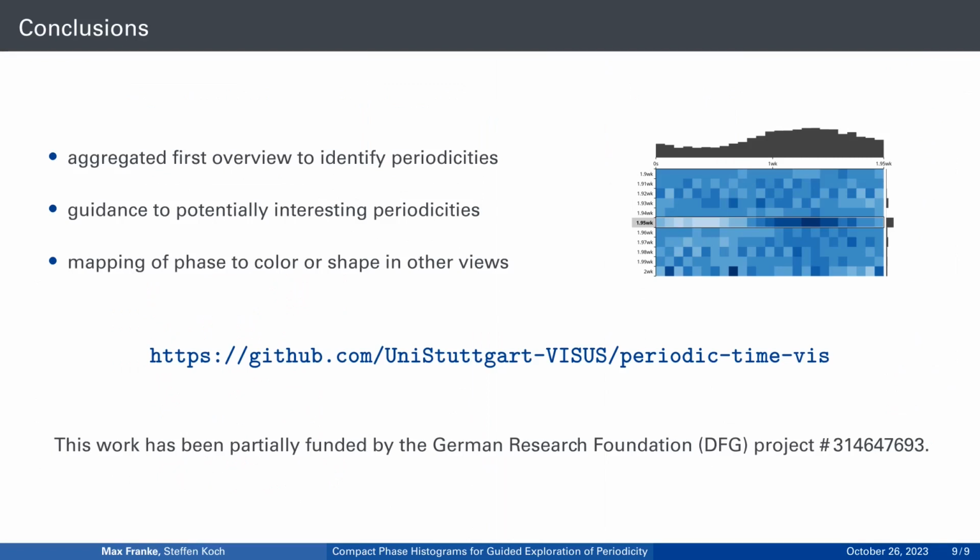In conclusion, our approach offers a first, heavily aggregated overview in which periodically recurring events can be seen. We offer guidance to potentially interesting period lengths and map phase to color or shape in other views to find relationships between periodicity and other data attributes. We see our approach as a first step in a larger analysis where other methods, such as seasonal trend decomposition, can be applied on demand for interesting looking period lengths. The compact widget is also meant to be integrated into a larger visual analysis interface to that end.